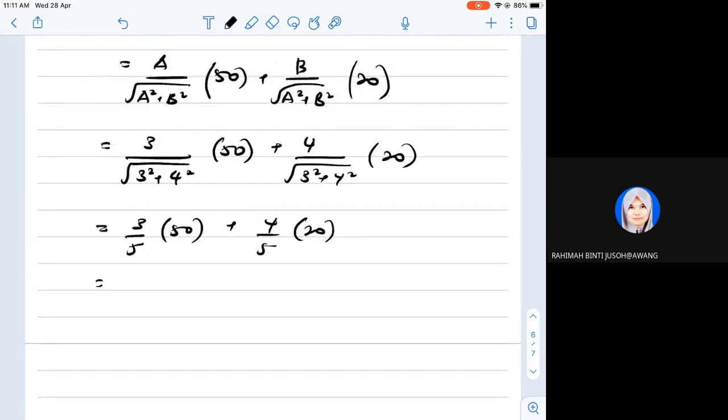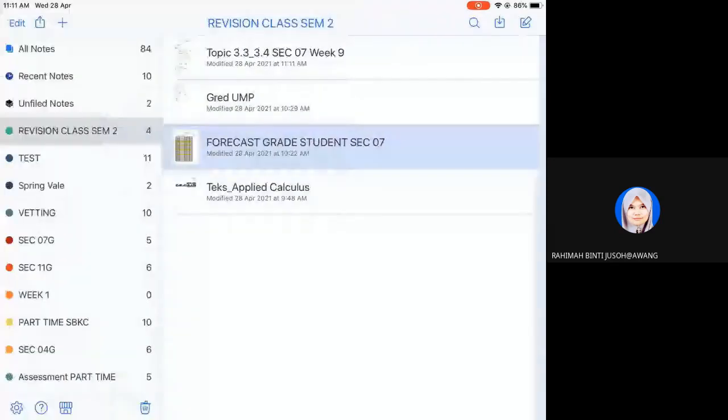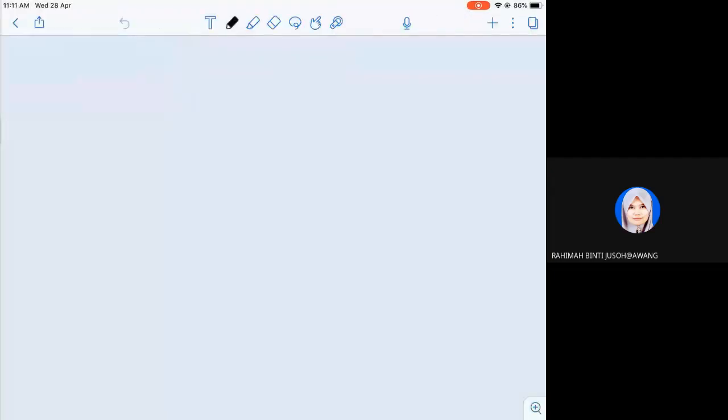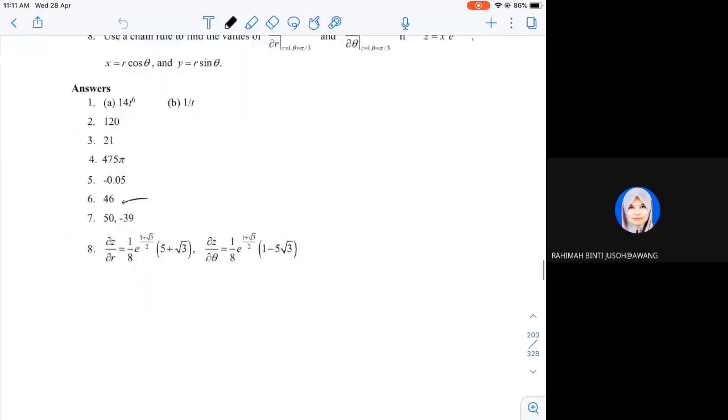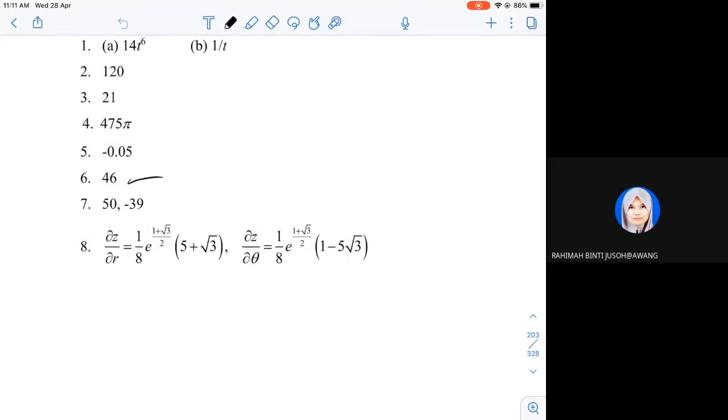So you all dapat apa ni? 30 tambah 16 kan? 20 bagi 5, 4 kali 4, 16. So 46. 46. Mana tadi ni? Question number 6. 46. Okay, done. Understand guys?